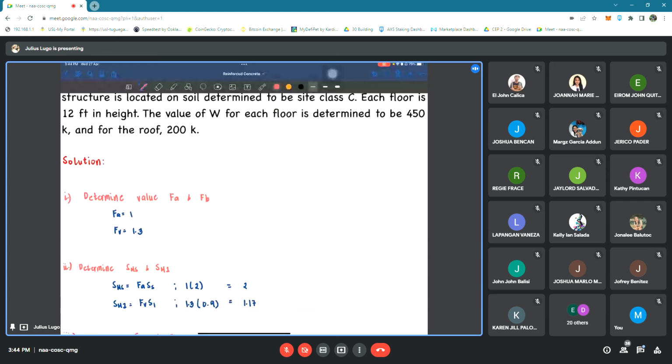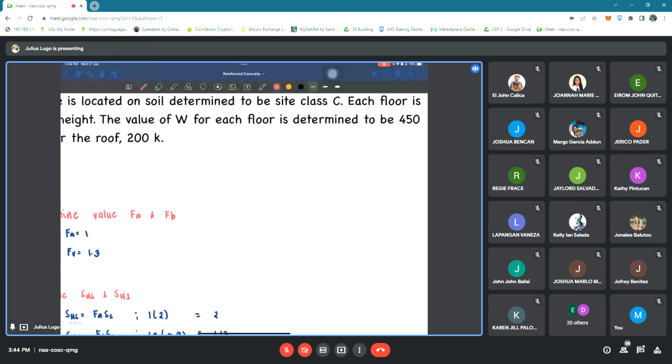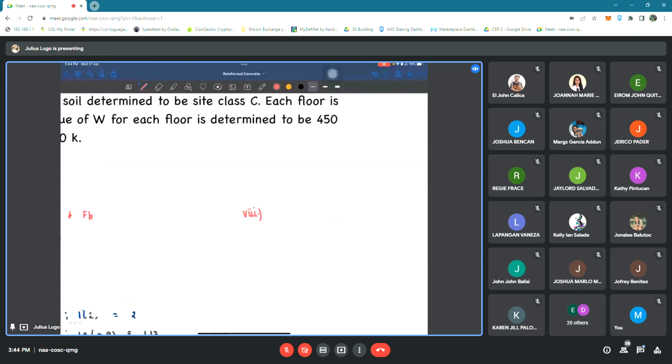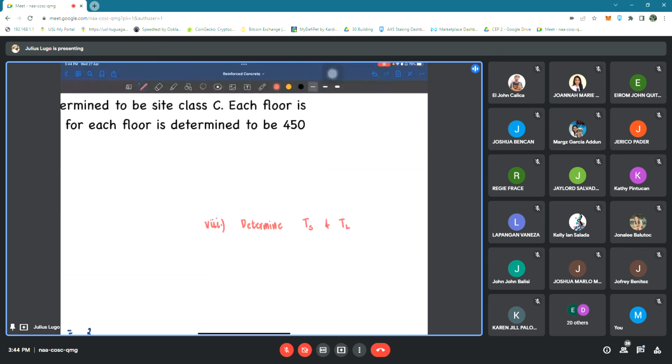Pwede ba tayong mag-insert? Okay. So once you have identified your fundamental period, you can now proceed with finding the shape. Sa insert tab, may mga shapes kasi doon. Meron doon yung mga shapes na dati yung naka-hyperlink. Ibig sabihin hyperlink, yung sinabi ni Dr. kanina, kapag-click mo na yung bottom line, TS and your TL.